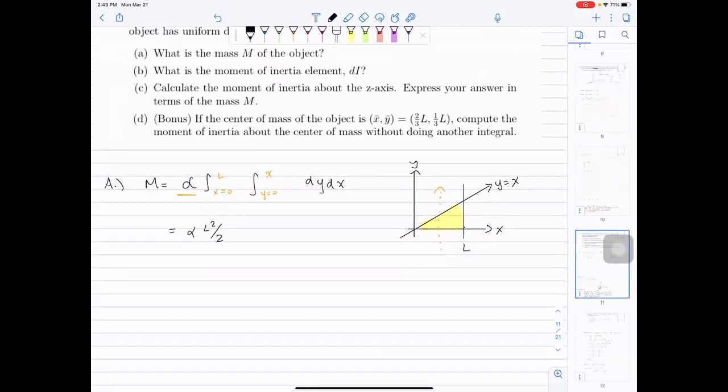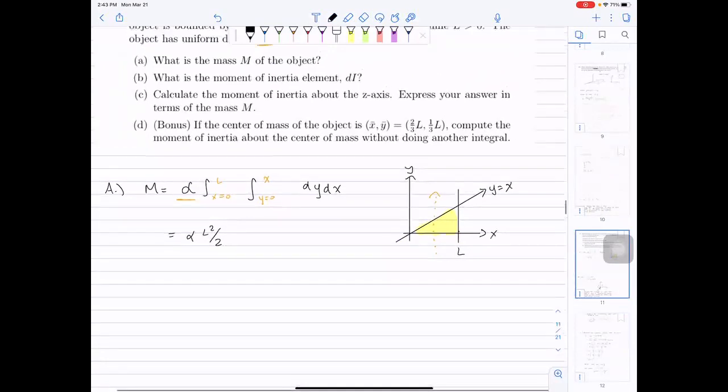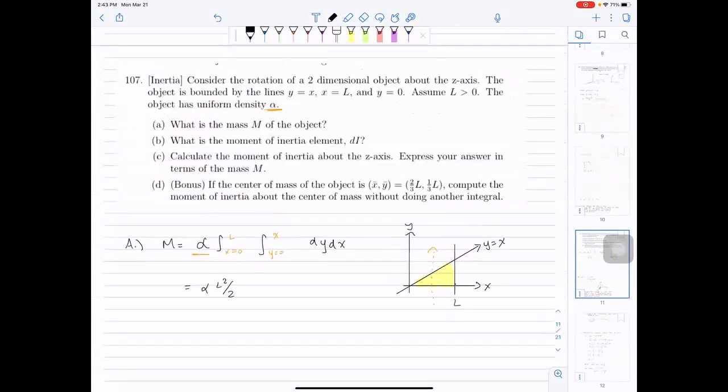I'm confused why this object has mass. Is it two-dimensional? But you're rotating it. So it's not just flat here. You're rotating it and seeing what the mass of this rotational object is now.